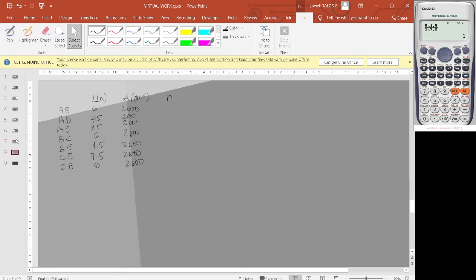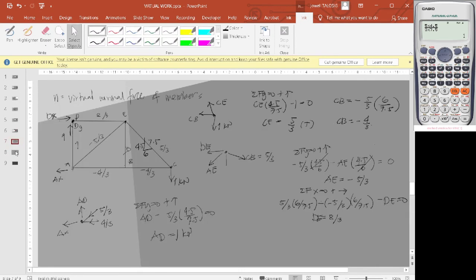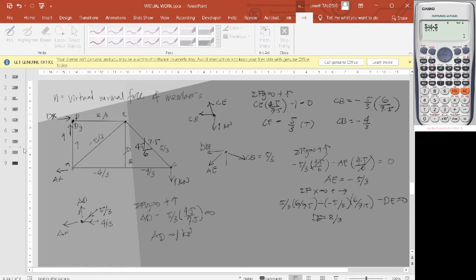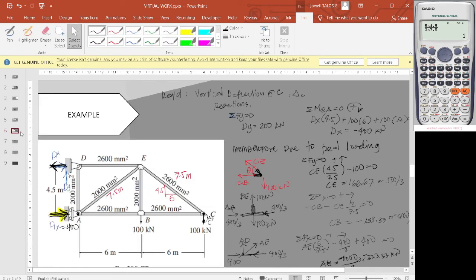So punta tayo, AB. So AB is negative 4/3 and then AD is 1. AE is negative 5/3. BC is also negative 4/3. And then BE, 0. CE is 5/3. And then DE is 8 over 3. Okay. So next, punta tayo dun sa dito naman, no?